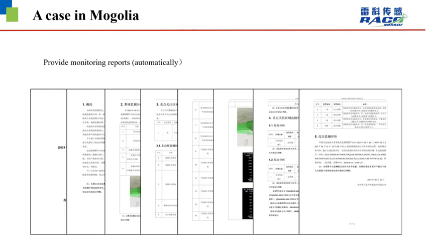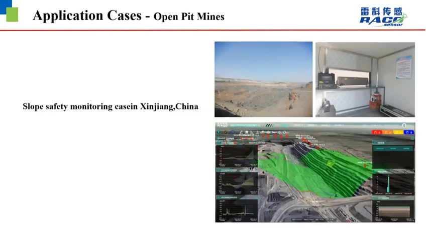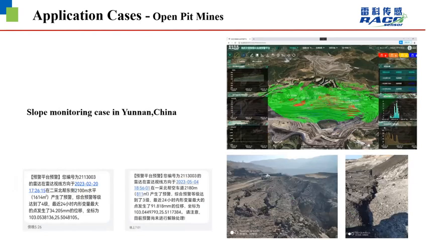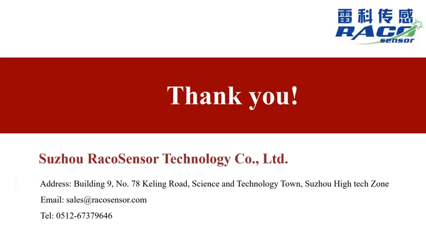That evening, we provided a monitoring report. This report is automatically generated by the platform. Okay, this is the process of early warning and triggering related processing by slope radar in the mine. Here we have some other cases in mine. Okay, that's all. Thank you for listening.